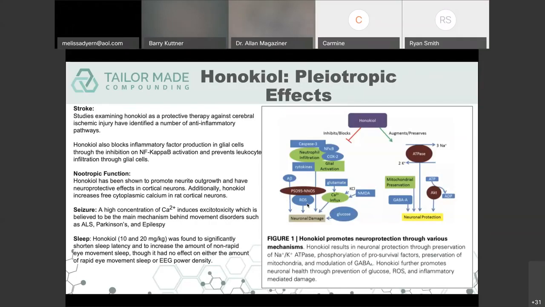In addition to that, it has a little bit of nootropic function, just like the FGL, but not nearly as potent. It's been shown to cause neurite outgrowth and have neuroprotective effects, particularly by increasing the cytoplasmic calcium. And then it's also been shown to help with seizures, again, by sort of limiting the high concentration of calcium that exhibits that excitotoxicity in ALS, Parkinson's, and epilepsy.